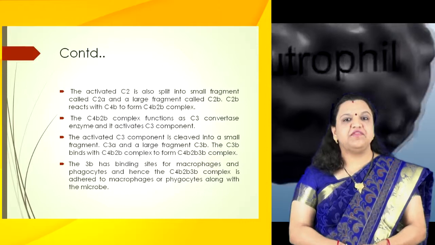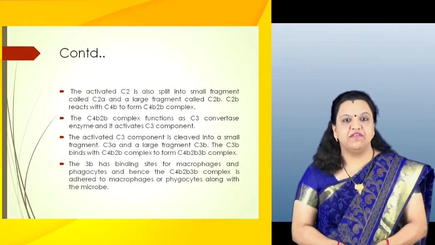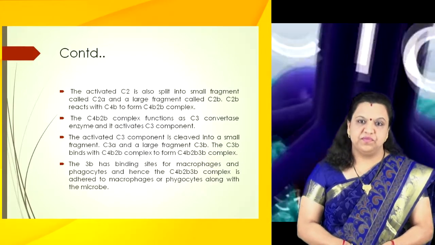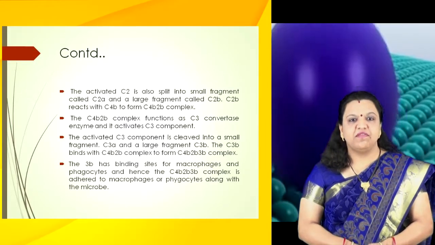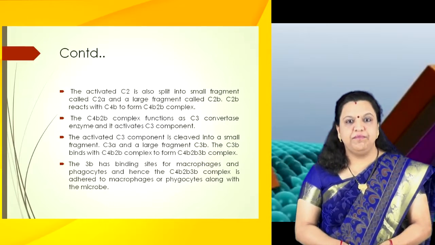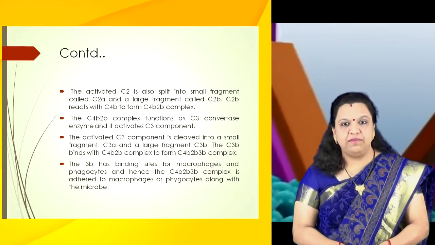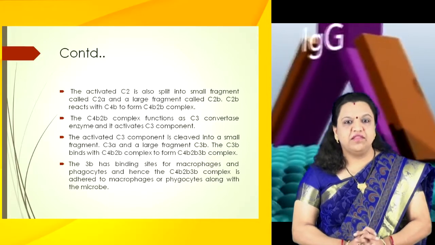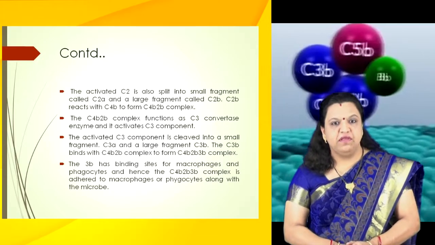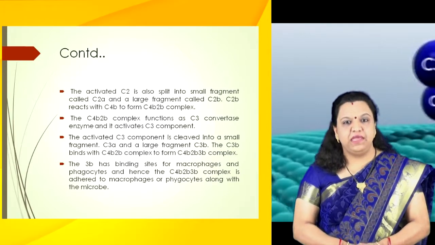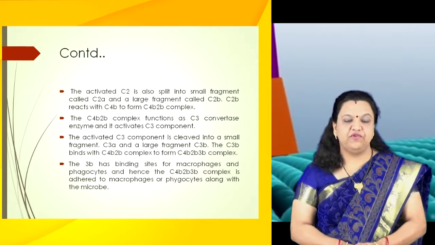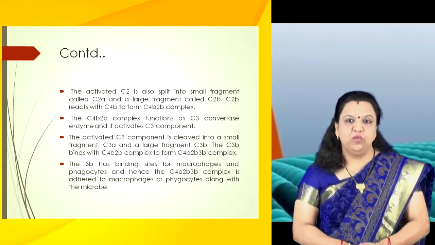The activated C3 component is cleaved into a small fragment C3a and a large fragment C3b. The C3b binds with the C4b-2b complex to form the C4b-2b-3b complex. The 3b has a binding site for macrophages and phagocytes, and hence the C4b-2b-3b complex is adhered to macrophages or phagocytes along with the microbes.